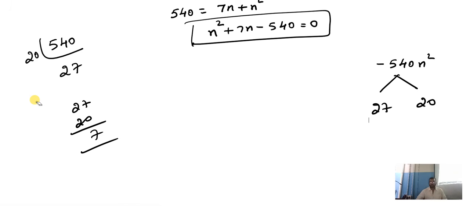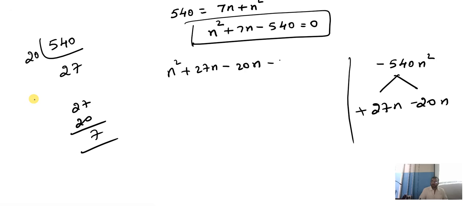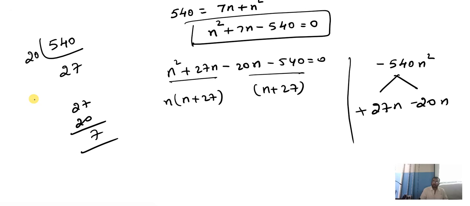Understood? Yes, sir. Now middle term: bigger number plus, and minus. n square plus 27n minus 20n minus 540 is equal to 0. Pairing: n into n plus 27, n plus 27. Here n comes out, what is left outside is minus 20 equals 0. Outside n minus 20, inside n plus 27 is equal to 0.